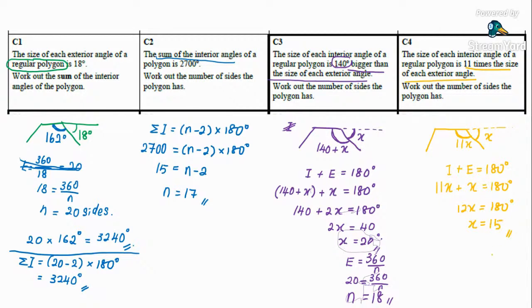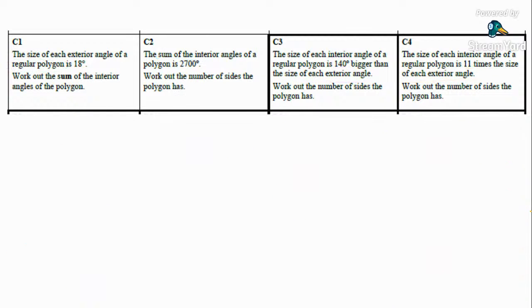Okay, so I have 15 here. They are finding the number of sides, and this is our exterior angle. Therefore, we use the formula for exterior angle, 360 divided by n, so n is 360 divided by 15. 360 divided by 15 gives an answer of 24. So it has 24 sides. Okay, that is for part C.